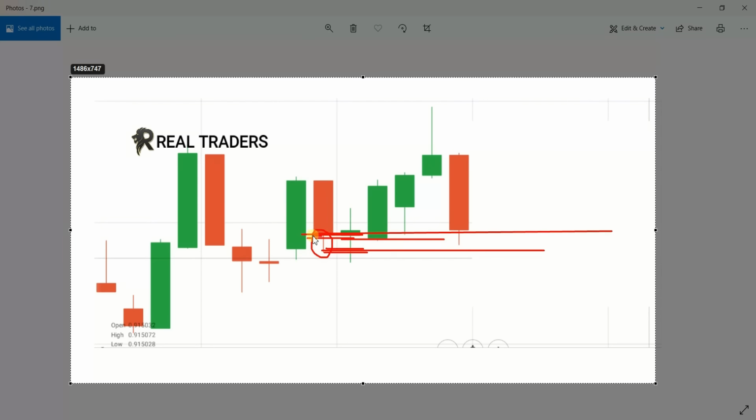The market closed at this level, and we are seeing very strong buyers. So this is a SNR level. And here you can see the market closed exactly at the level. There is a rejection. The rejection shows us the buyer's interest.